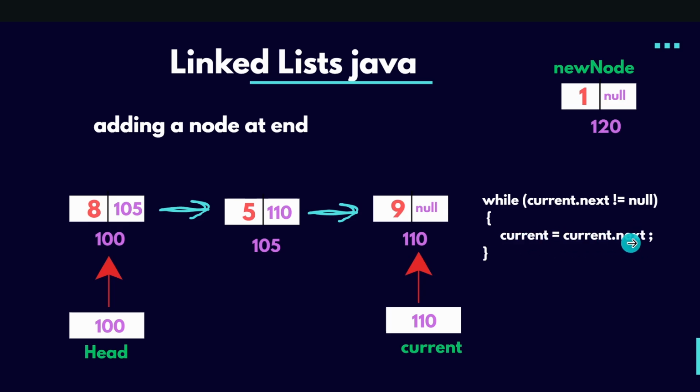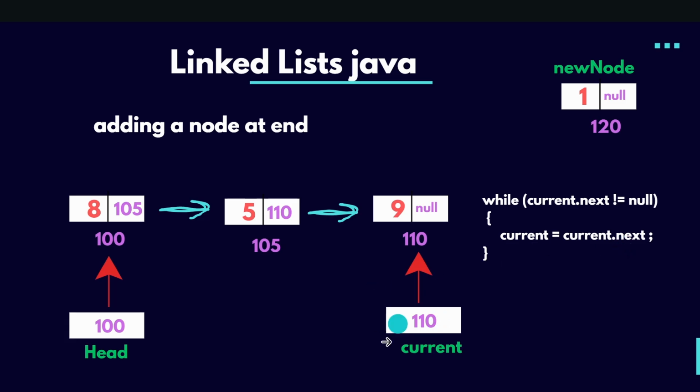How is it moving? It is written over here: current equals current.next. So you are moving from the first current to current.next. What is current.next? 105. So current will come here. After that it will again check whether current.next is not equal to null. It's not, so it again comes here, and again we increment: current equals current.next.